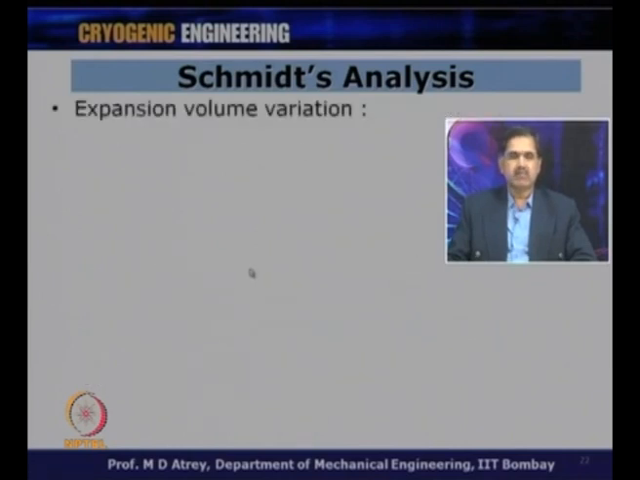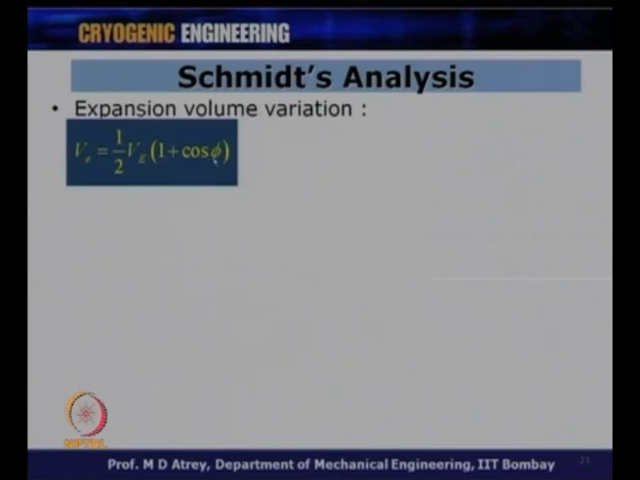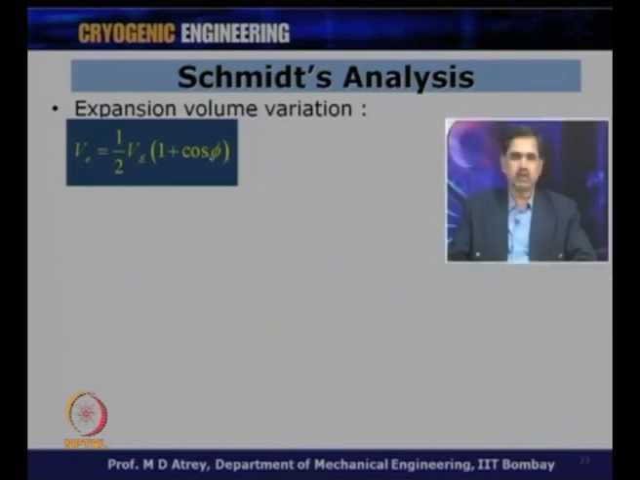The expansion space volume variation is given by Ve, where the small e shows the variation of expansion space volume with phi, which is the crank angle. When the crank moves, corresponding to that we have Ve small e as the volume of expansion. When the crank angle is 180 degrees, cos phi is equal to 1, we have 1 plus 1 as 2, and Ve is equal to capital Ve, the maximum expansion space volume.